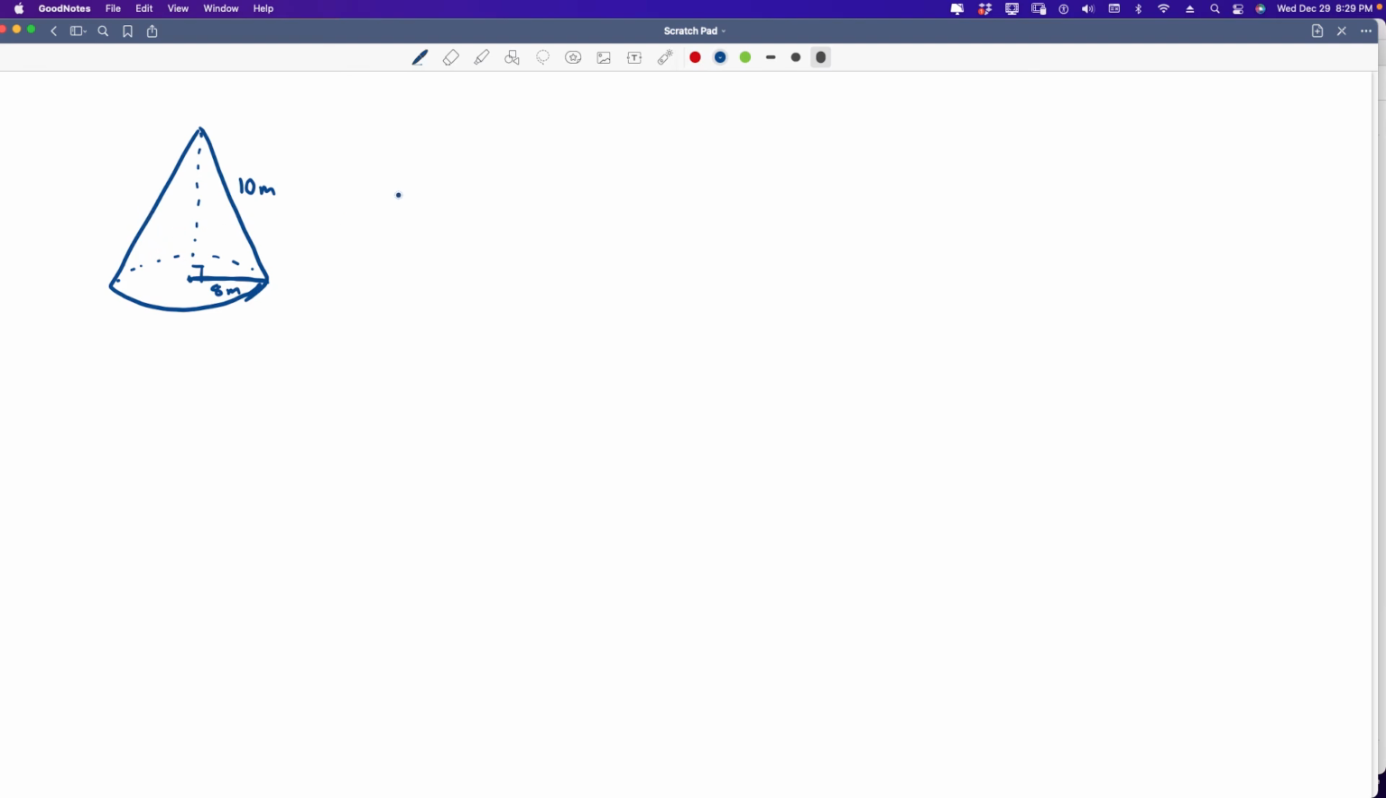So here is the formula for the surface area. We take the area of the base plus the lateral surface area. All right, so the area of the base, we know what that is. That's going to be pi r squared. And we're going to add that to the lateral surface area, which is going to be pi times the radius times the slant height, which is called L.